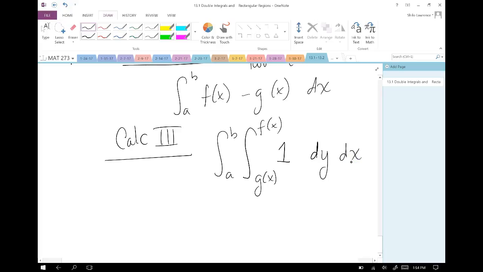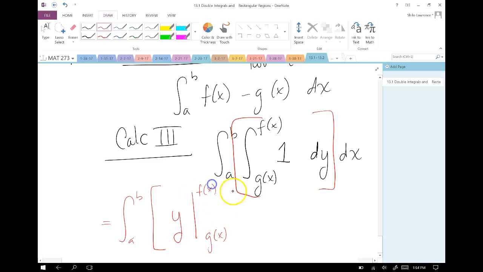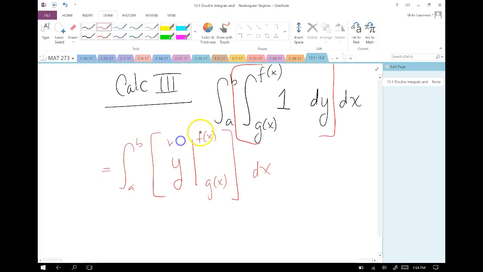What's the antiderivative of 1 with respect to y? It's y. So if we start on the inside, the antiderivative of 1 is y. And we need to evaluate it at f of x, and we need to evaluate it at g of x, and subtract. So you plug your top one in first, your bottom one second, and you subtract.